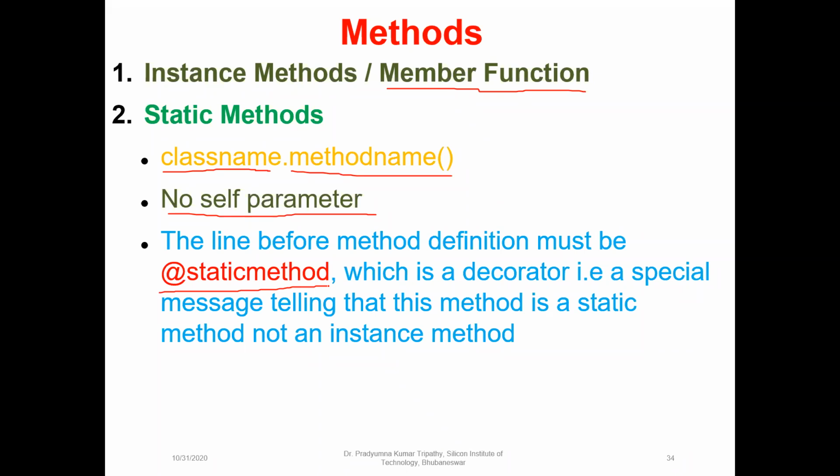Is it understood what a static method is? How is a static method different from a member function or instance method? Is it understood? Anyone having doubt on this slide? No, sir. Okay.